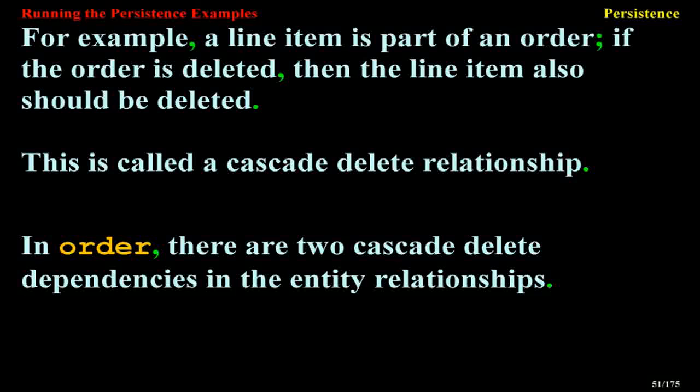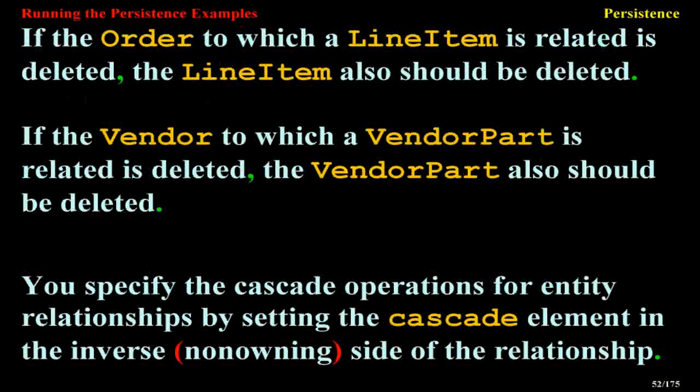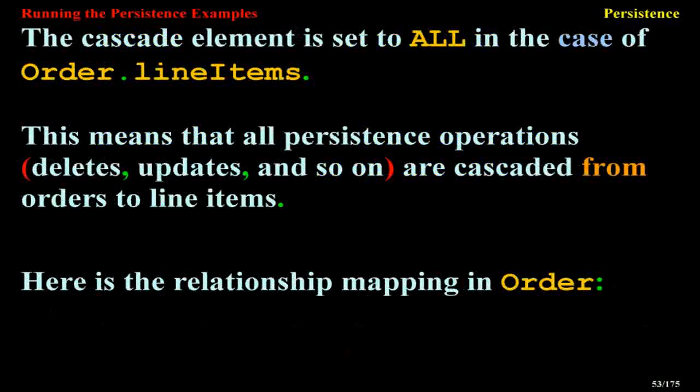In Order, there are two cascade delete dependencies in the entity relationships. If the order to which a line item is related is deleted, the line item also should be deleted. If the vendor to which a vendor part is related is deleted, the vendor part also should be deleted. You specify the cascade operations for entity relationships by setting the cascade element in the inverse, non-owning side of the relationship. The cascade element is set to ALL in the case of Order.lineItems. This means that all persistence operations, deletes, updates, and so on, are cascaded from orders to line items.